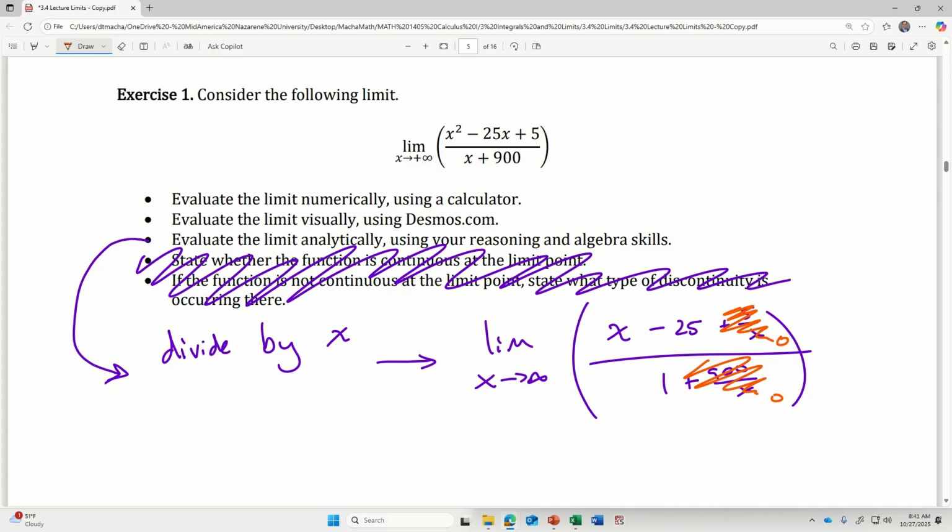And in the limit as x approaches infinity, x becomes as large as it wants to. So large that minus 25 doesn't matter. And the limit as x approaches infinity is infinity. That's the answer.